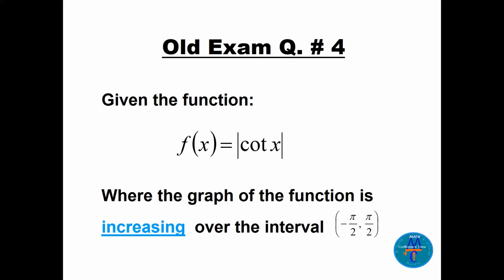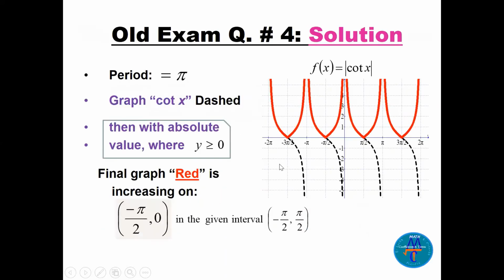Now, given this cotangent, the whole function in absolute value, where is the graph of this function increasing over the open interval minus pi over 2 to pi over 2? You have to know the graph of cotan, which is so easy. Now, the graph of cotan is the dashed one.